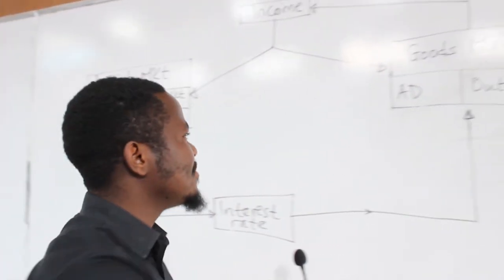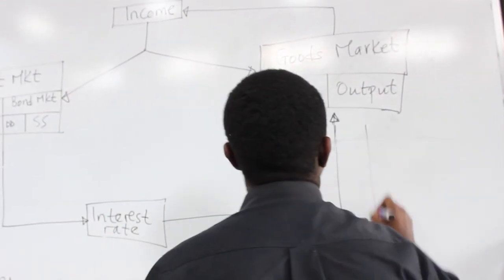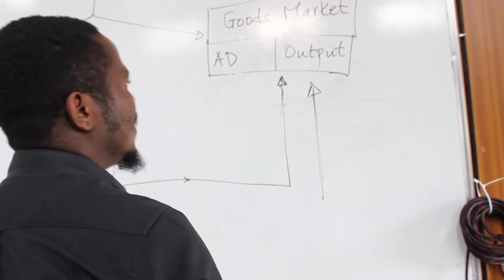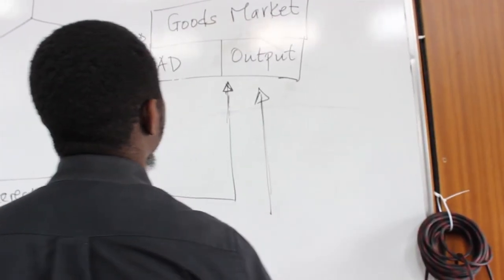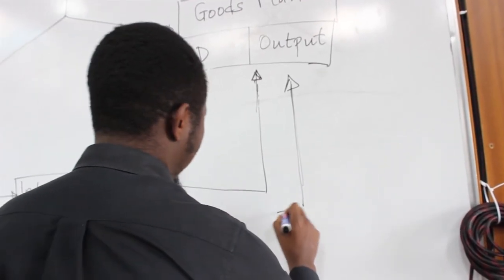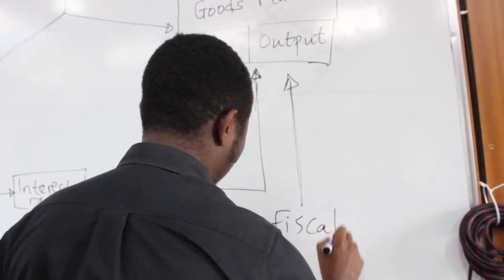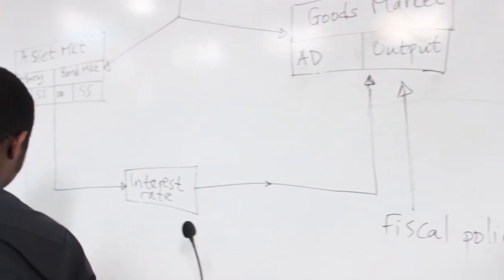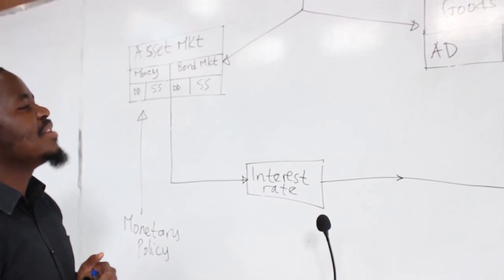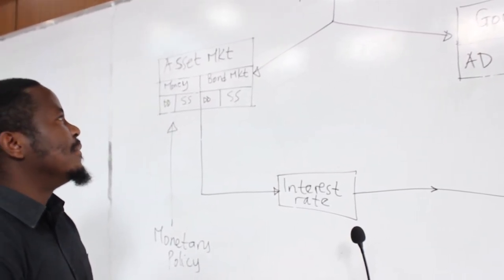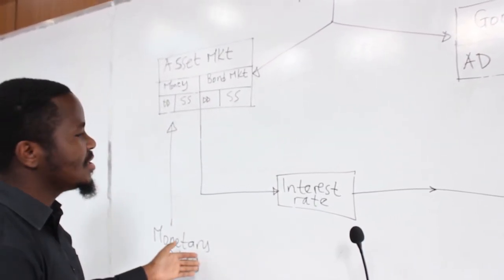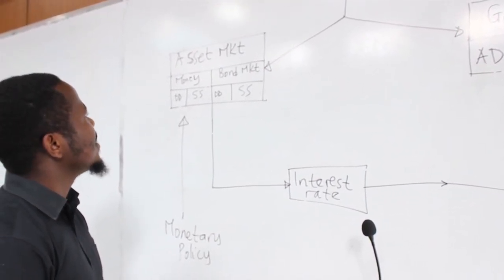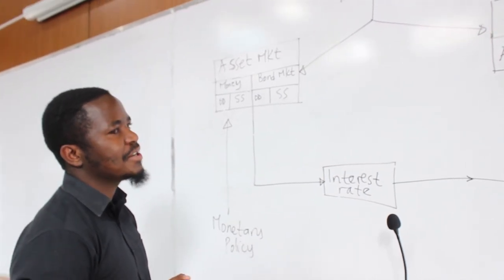Similarly, any intervention by the government, any action or inaction that is going to affect aggregate demand or the level of output in the economy, in the goods markets, is called a fiscal policy. So in our next explanation, we are going to see how a monetary policy and a fiscal policy would interact and affect the asset markets and the goods markets.